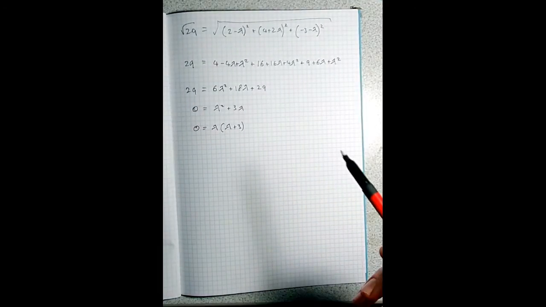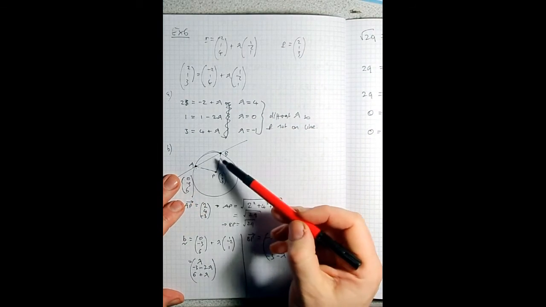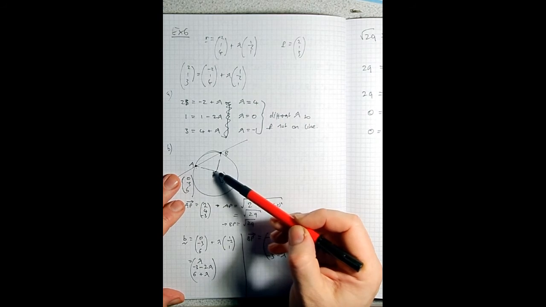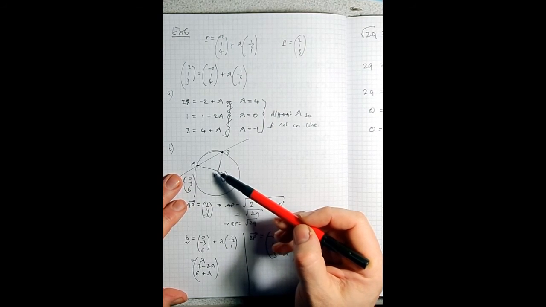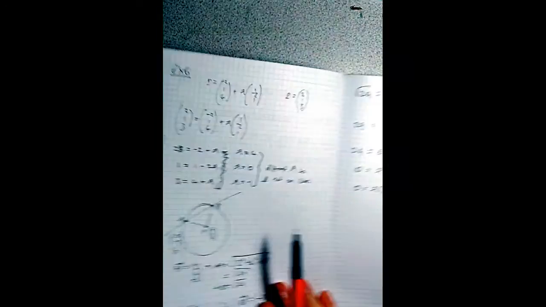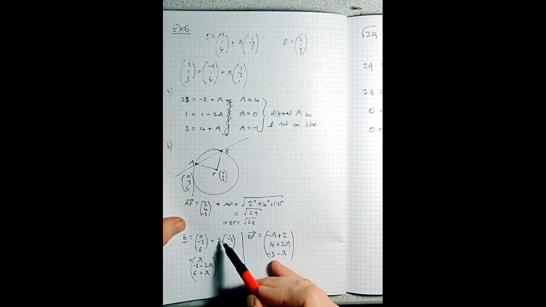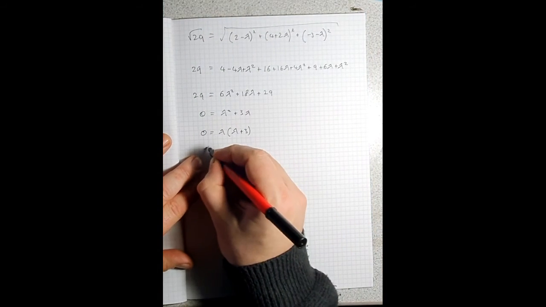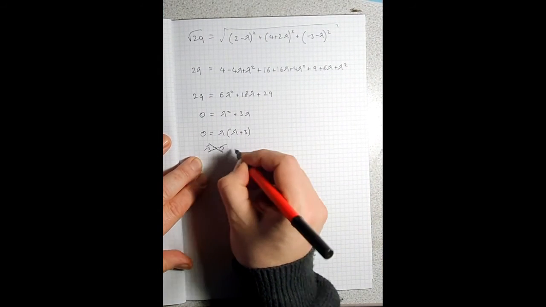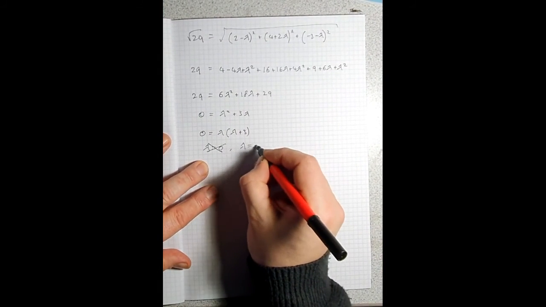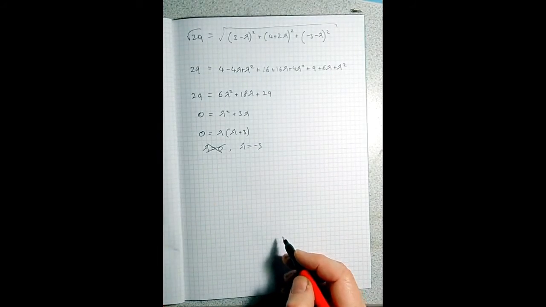Now, what I've said is the point on the line which is root 29 away from P has this expression. So that's why I've got two values for lambda. Now clearly lambda being 0 will give me point A. So lambda equals 0, which is not what I want. Lambda equals minus 3. That should give me point B.